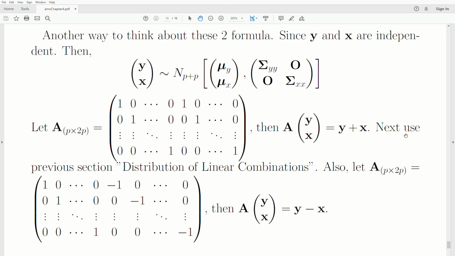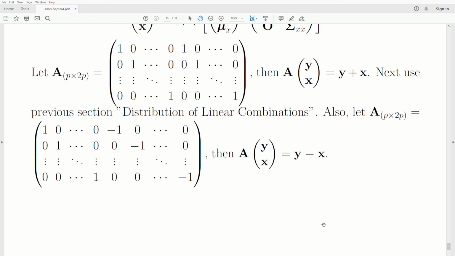And to see the minus, it's the same A matrix, but you put minus ones down this diagonal. So when you take this multiplication, you subtract off the x components, which is what we need. And then again, you just look at a previous section, distribution of linear combinations, and you can get the result.